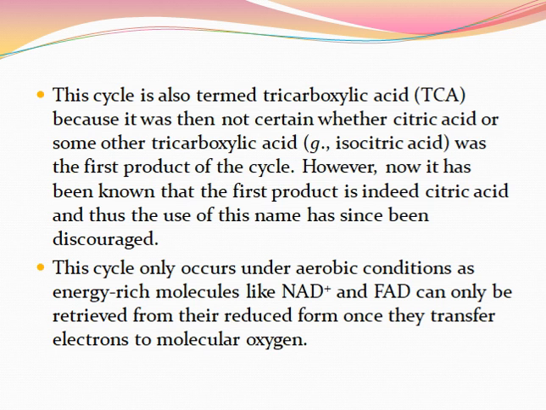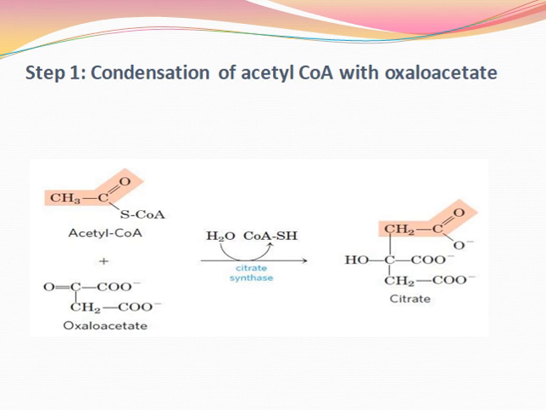Now the reactions or steps of the citric acid cycle or TCA cycle. Step number 1, condensation of acetyl coenzyme A with oxaloacetate. The cycle starts with condensation of a molecule of acetyl coenzyme A with oxaloacetate to form citric acid, as shown in the figure. The condensation is brought about by citrate synthetase.